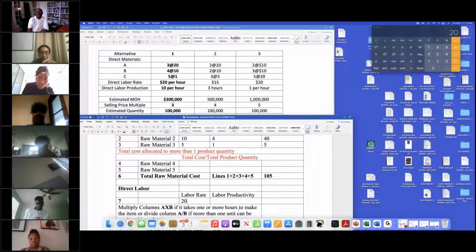Are we multiplying or dividing? Dividing. We're dividing because we can make more than one in an hour. So we divide 10 into 20, 2. So that's simply the labor rate, 20 divided by the 10 hours.